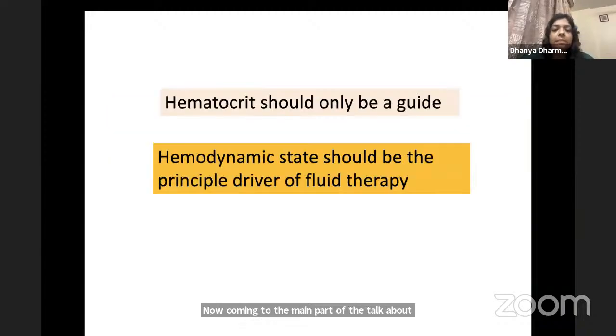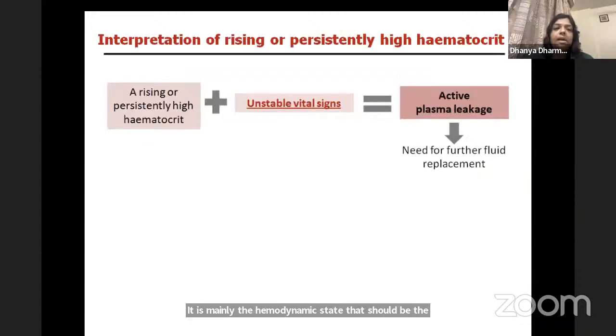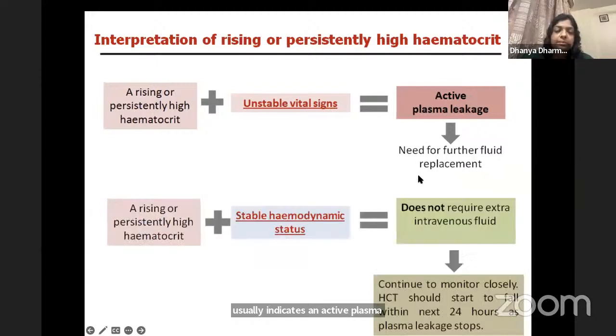So again, hematocrit should only be a guide. It is mainly the hemodynamic state that should be the principal driver of fluid therapy. And the reason why I'm saying this is, if you look at the concept of hematocrit, if it is persistently rising but the child is unstable hemodynamically, it usually indicates active plasma leakage, therefore need for further fluid replacement.